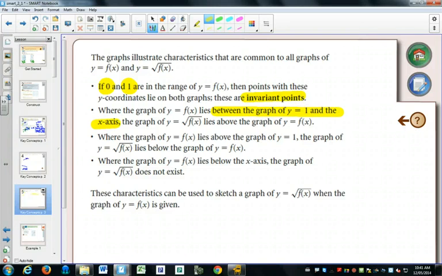Between y and the x-axis, in other words, between 0 and 1, the graph is going to be above it. And whenever you're above y equals 1, the graph is going to be below. And finally, if you have any negative values, you can't take the square root of negative values, so that part won't exist.